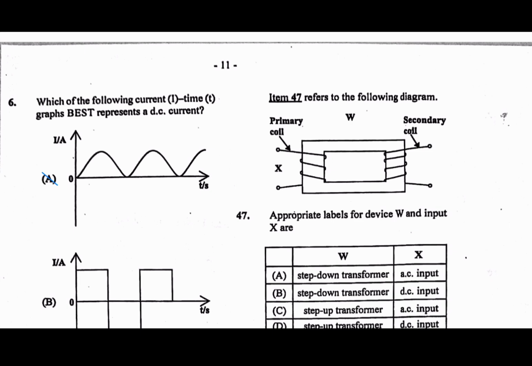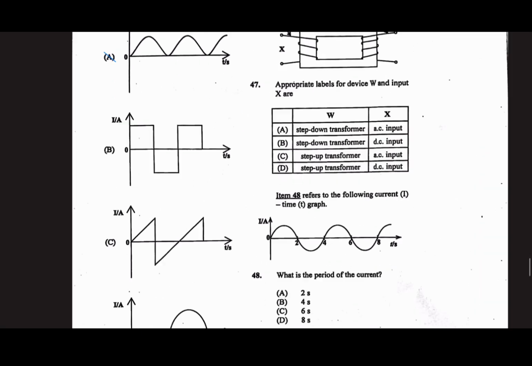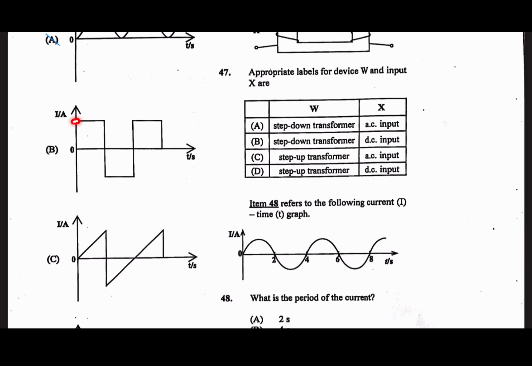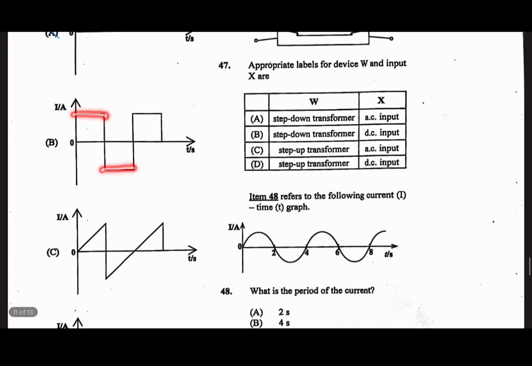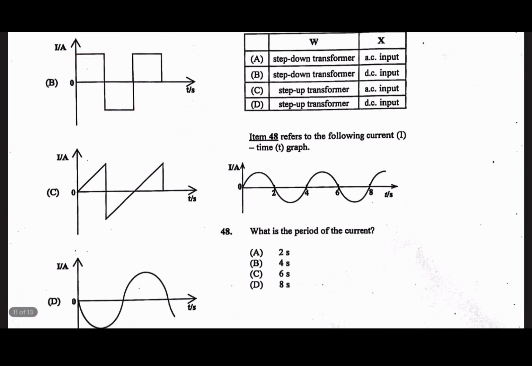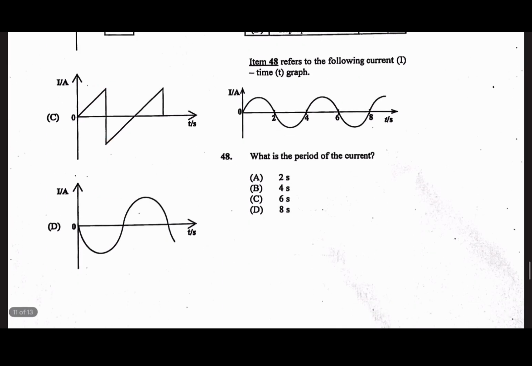This is actually what a DC supply would look like immediately after a full wave rectifier, before a capacitor is added on to smoothen out the ripple. B is definitely wrong because the current is alternating from positive to negative. C is wrong as well because it's alternating from positive to negative. D is wrong as well because it alternates from a positive current to a negative current.